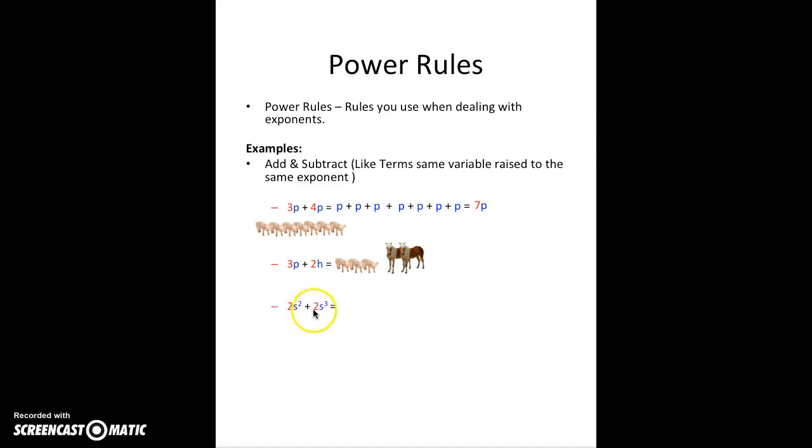And if we take something like 2s squared plus 2s cubed, where they are the same variable in this case, and let's say s squared is the area of a square and s cubed is the volume of a cube. If you were to add the area of 2 squares and the volume of 2 cubes together, you'd still get the area of 2 squares and the volume of 2 cubes. They can't really combine because they're not like terms. In this case, it's because the exponents are different, even though the variables are the same.